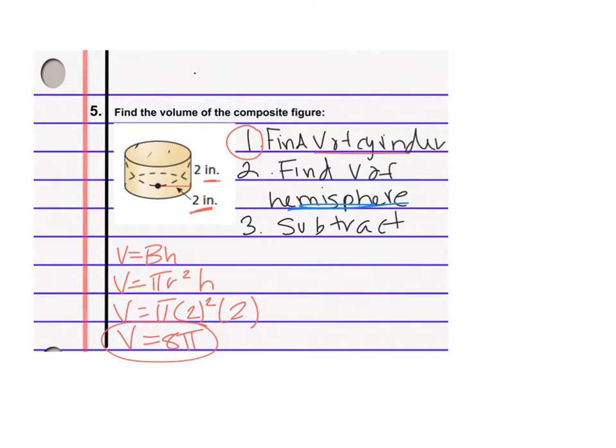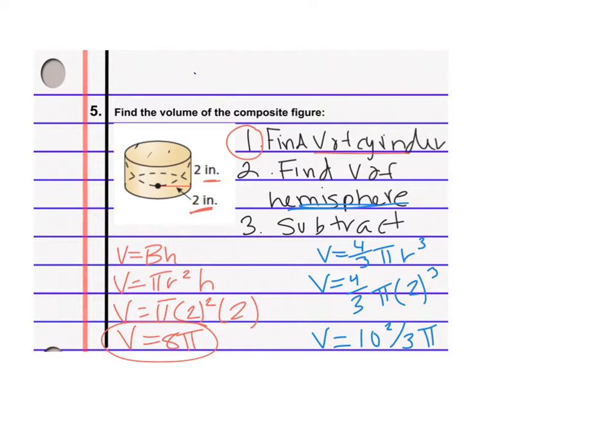Hemisphere. So basically for that, you are going to find the volume of a sphere and divide it by 2, because a hemisphere is half a sphere. So here's my volume formula for a sphere, 4/3 pi r cubed. The radius for my sphere is 2. 2 cubed is 8. That gives me 10 2/3 pi. Yeah, because 2 to the third is 8, and 8 times 4/3, I get 10 2/3.